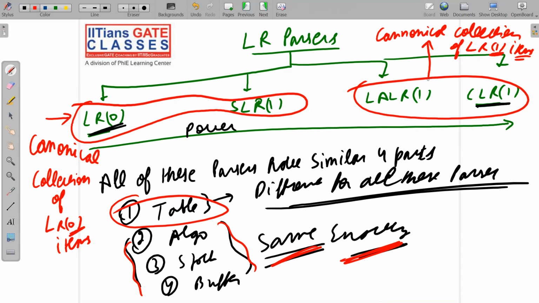So what are LR0 items? First of all, we should know what an LR0 item is. Then we should know what the canonical collection of LR0 items is. Let me jump to the next slide and I will show you all these things. Please note it down carefully. I'm jumping to the next slide now.